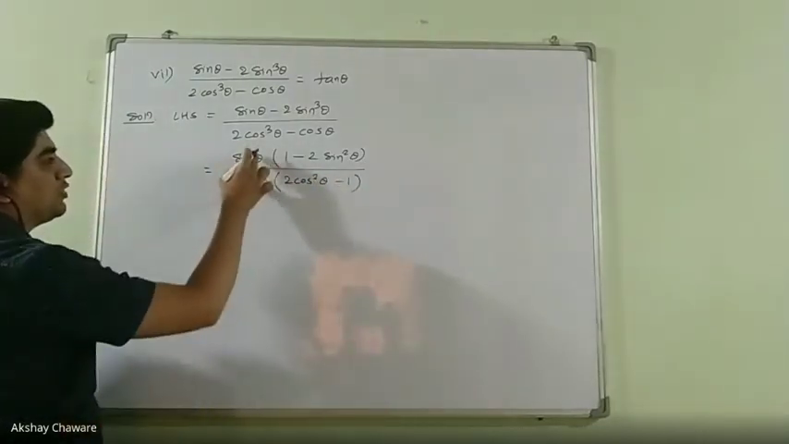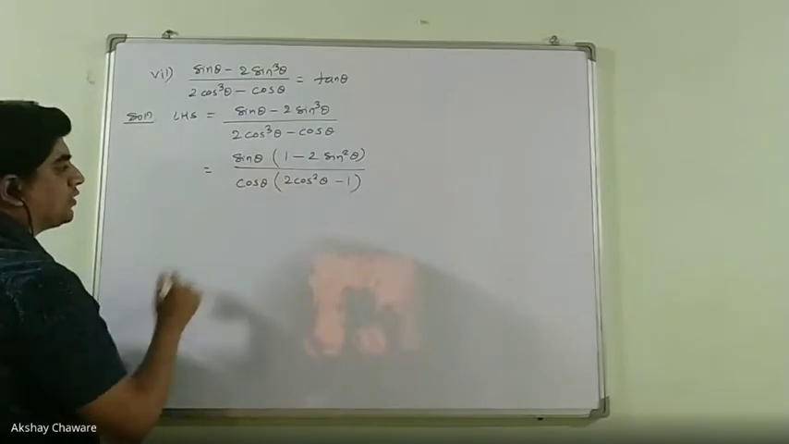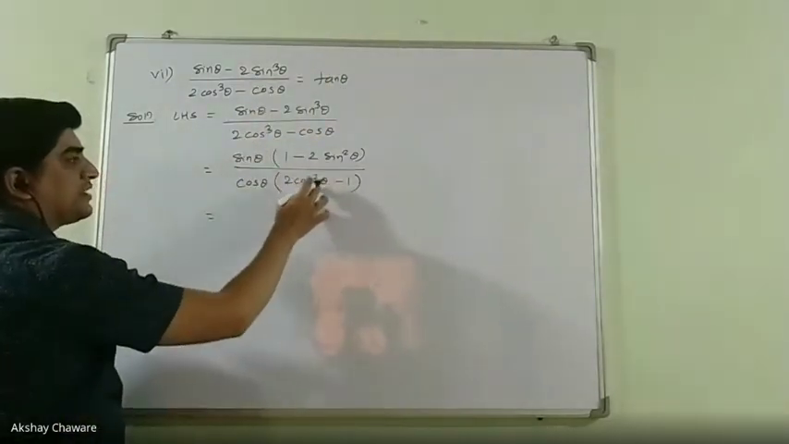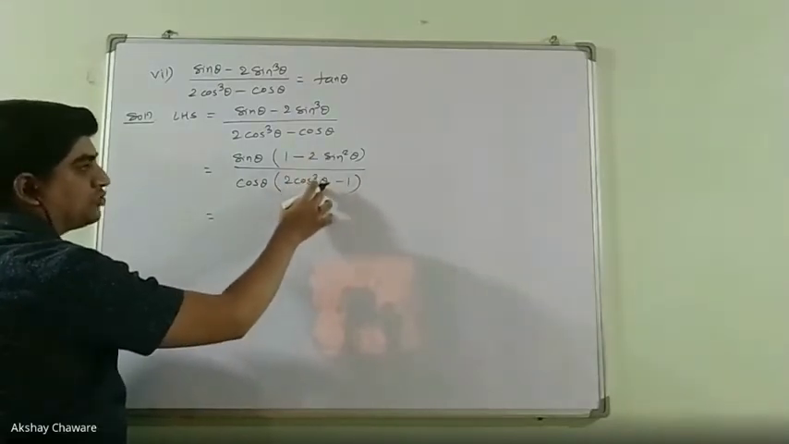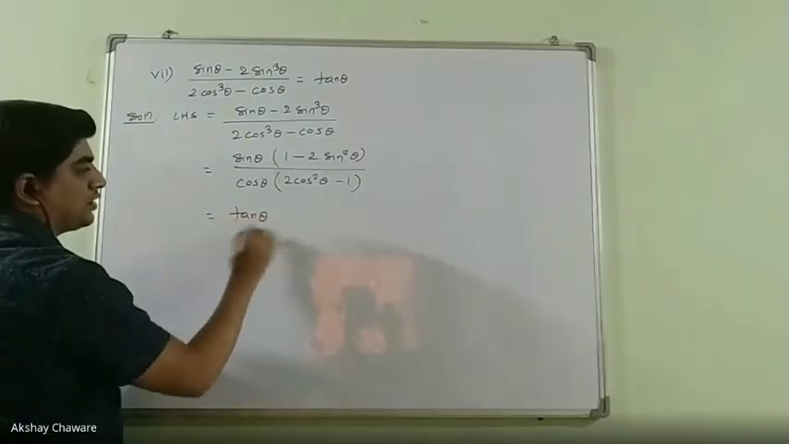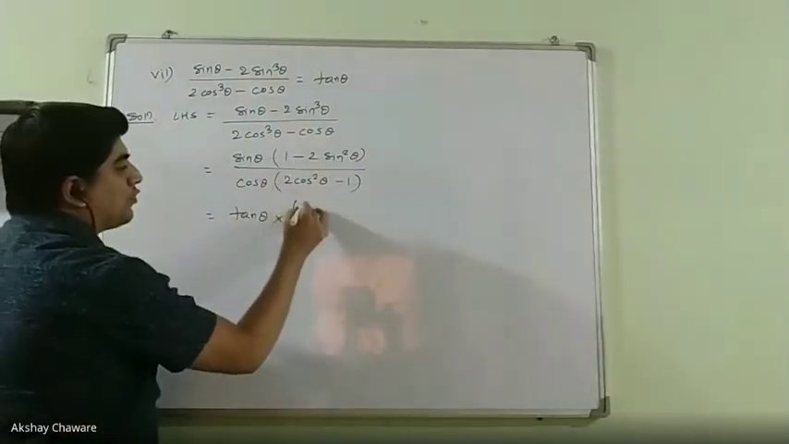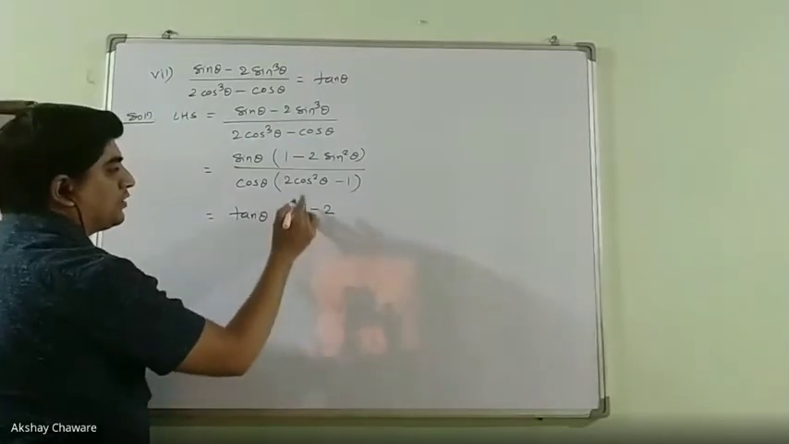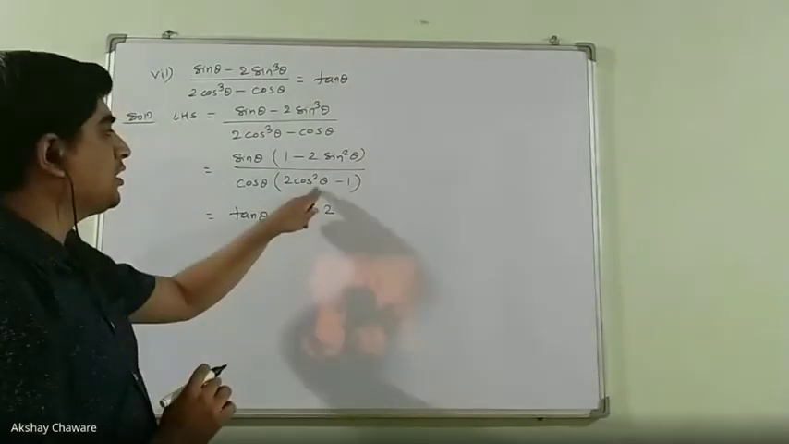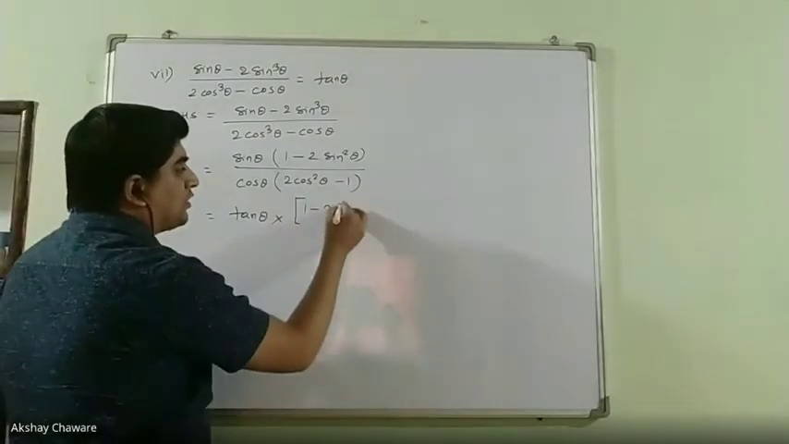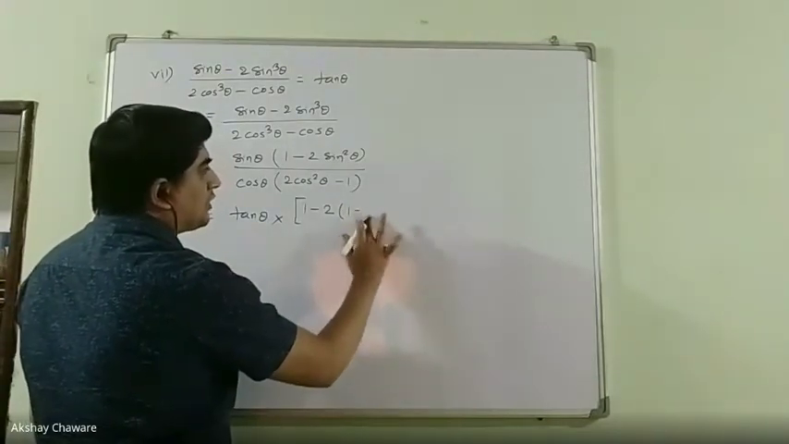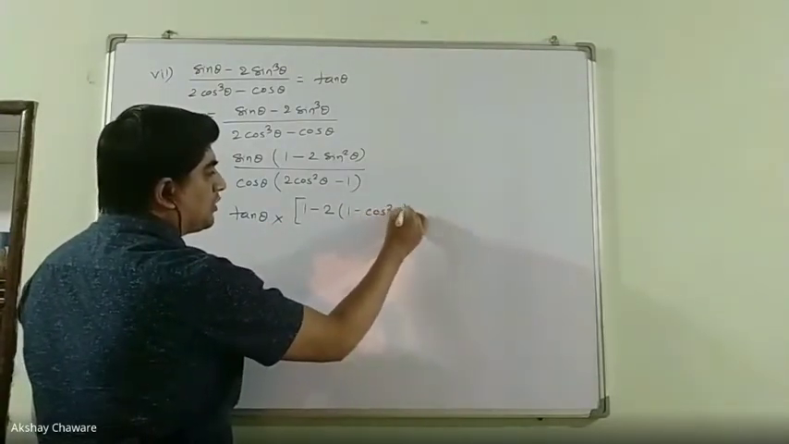Now we know this sine theta upon cos theta is nothing but tan theta, and we have to prove tan theta. That means these two brackets are identical and will cancel out each other. How? See, sine theta upon cos theta is nothing but tan theta, multiplied by 1 minus 2. Let's replace this sine square theta using an identity in terms of cos square theta. So sine square theta can be written as 1 minus cos square theta.